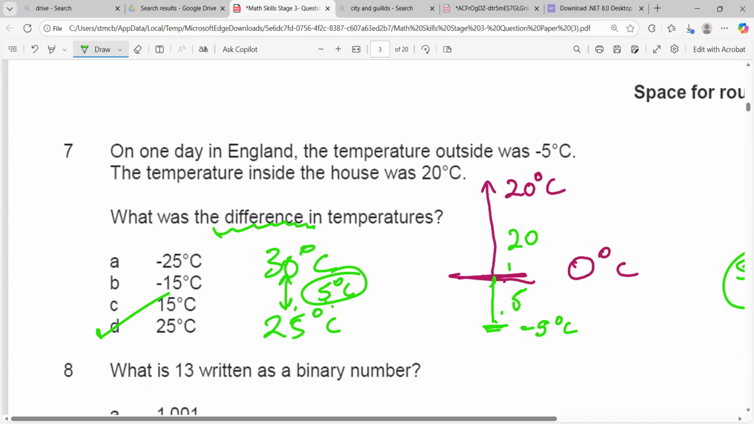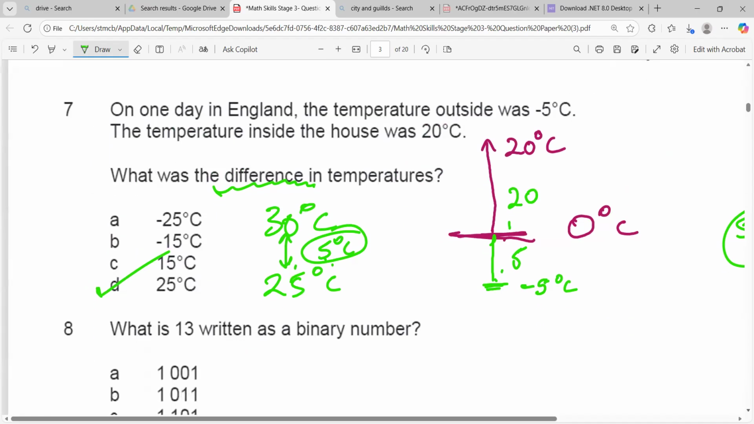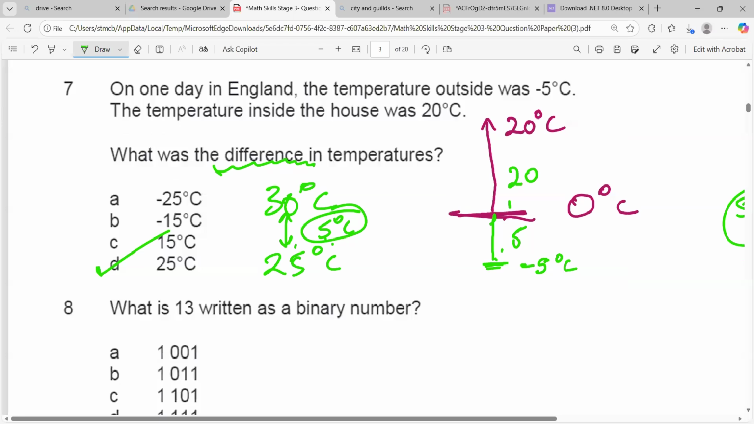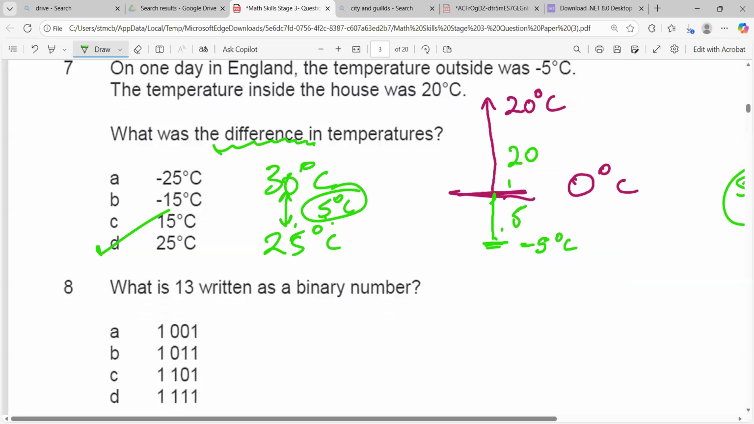Sir, you put a negative sign beside the equals. When I got the answer for number 7, it was -25, and you said the answer was D. Yeah, I'm still saying it's D. How, sir?